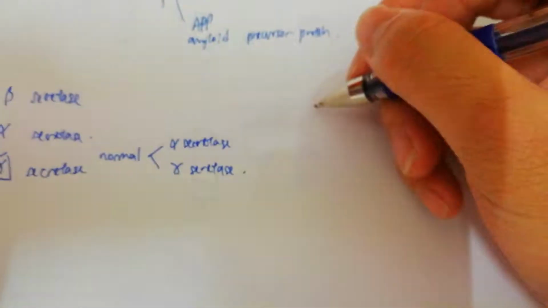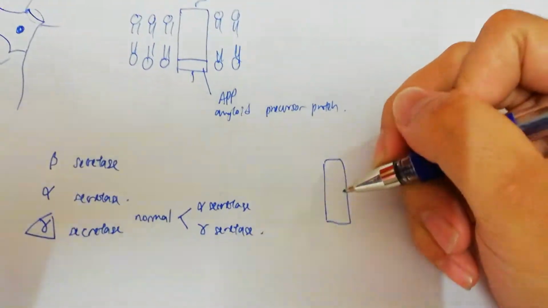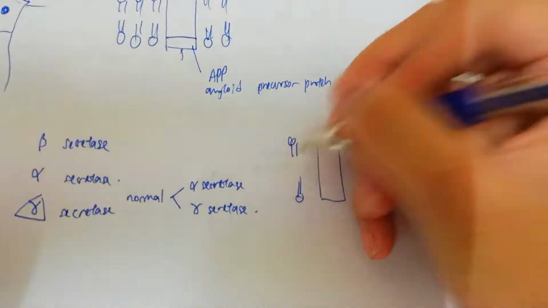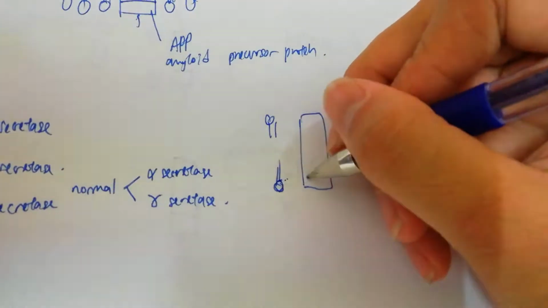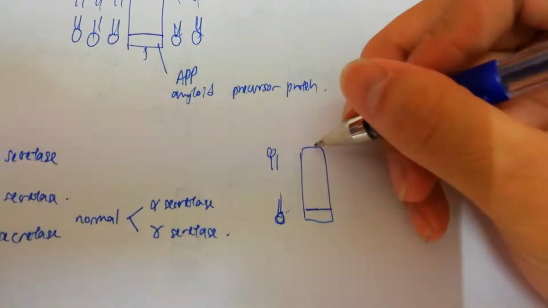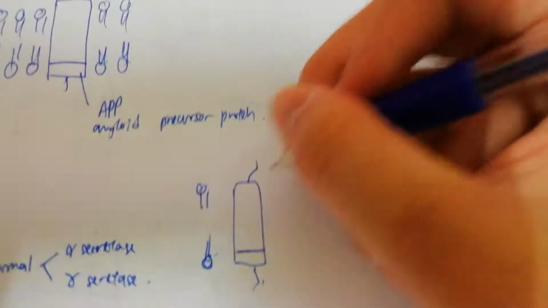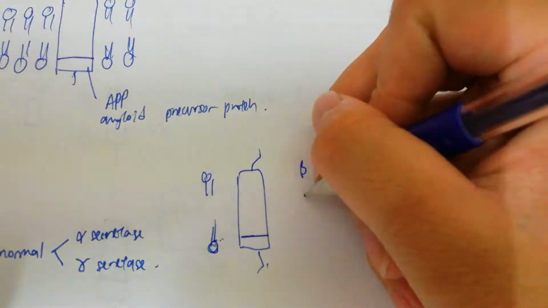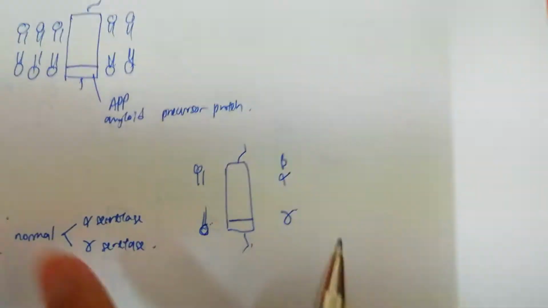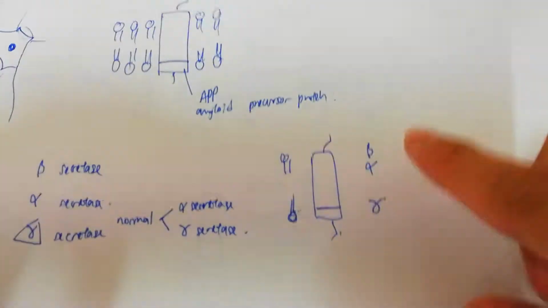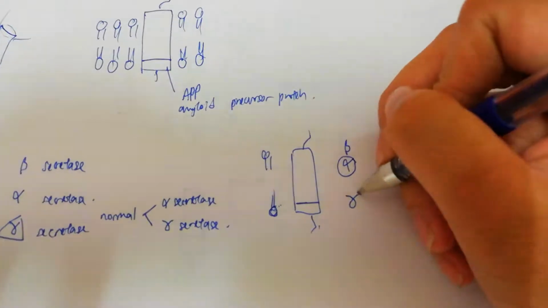And now we'll talk about the APP protein. So in the normal case, still we have the APP protein. If this is the cell membrane, what you have to do is this head, we have to match with the line. Okay, it looks like this. And then arrange these enzymes back to here. So we have beta, alpha, and gamma. So in normal condition, we have alpha and gamma.